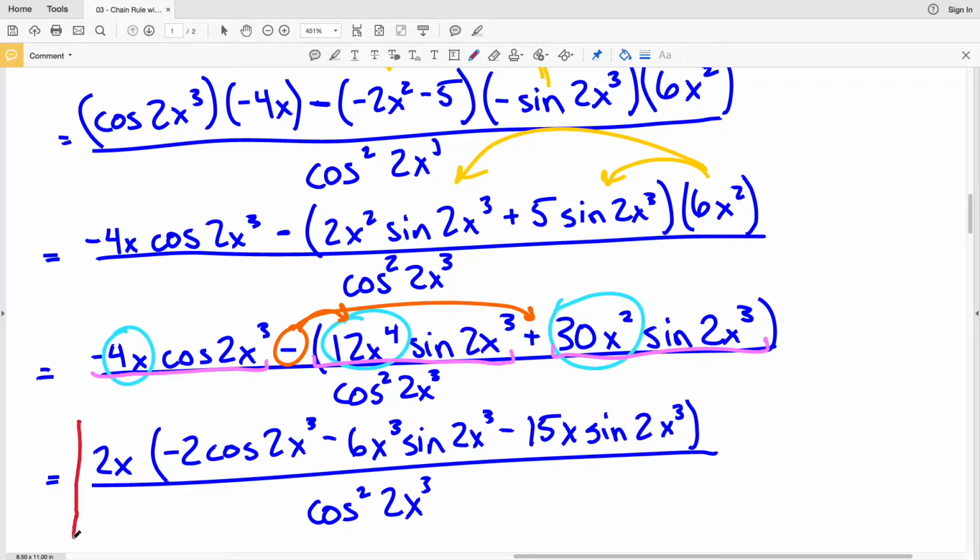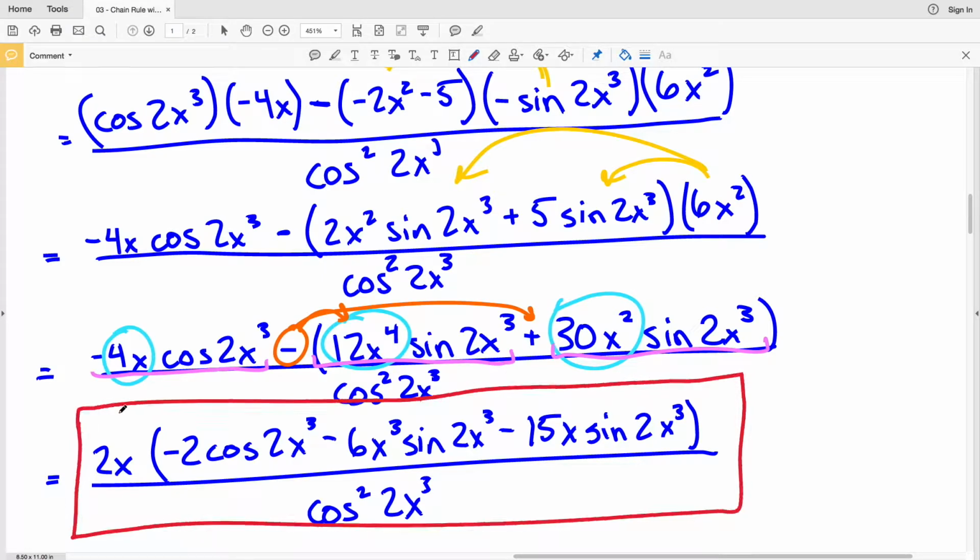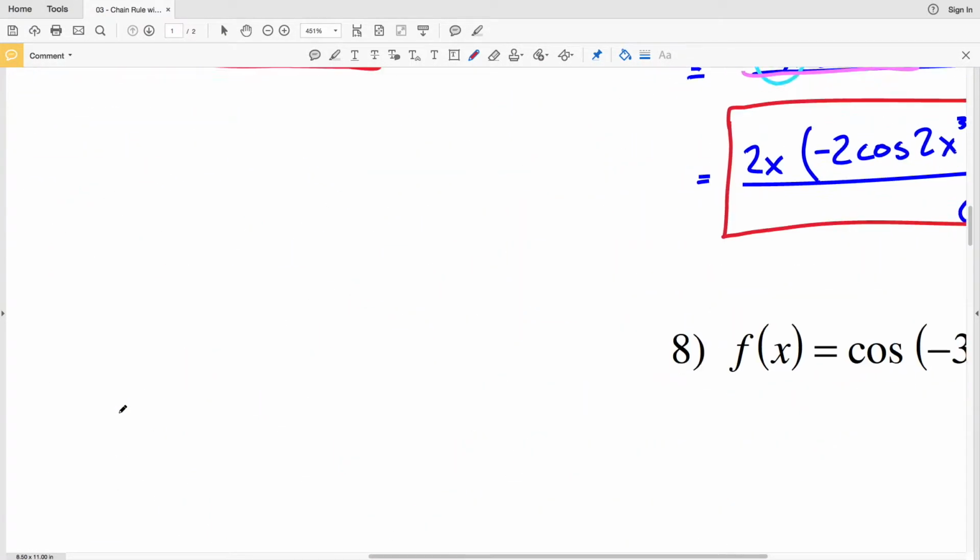That is my derivative of y with respect to x in number 6: 2x times negative 2 cosine of 2x cubed minus 6x cubed times the sine of 2x cubed minus 15x times the sine of 2x cubed all over the cosine of 2x cubed squared. Now on to number 7.